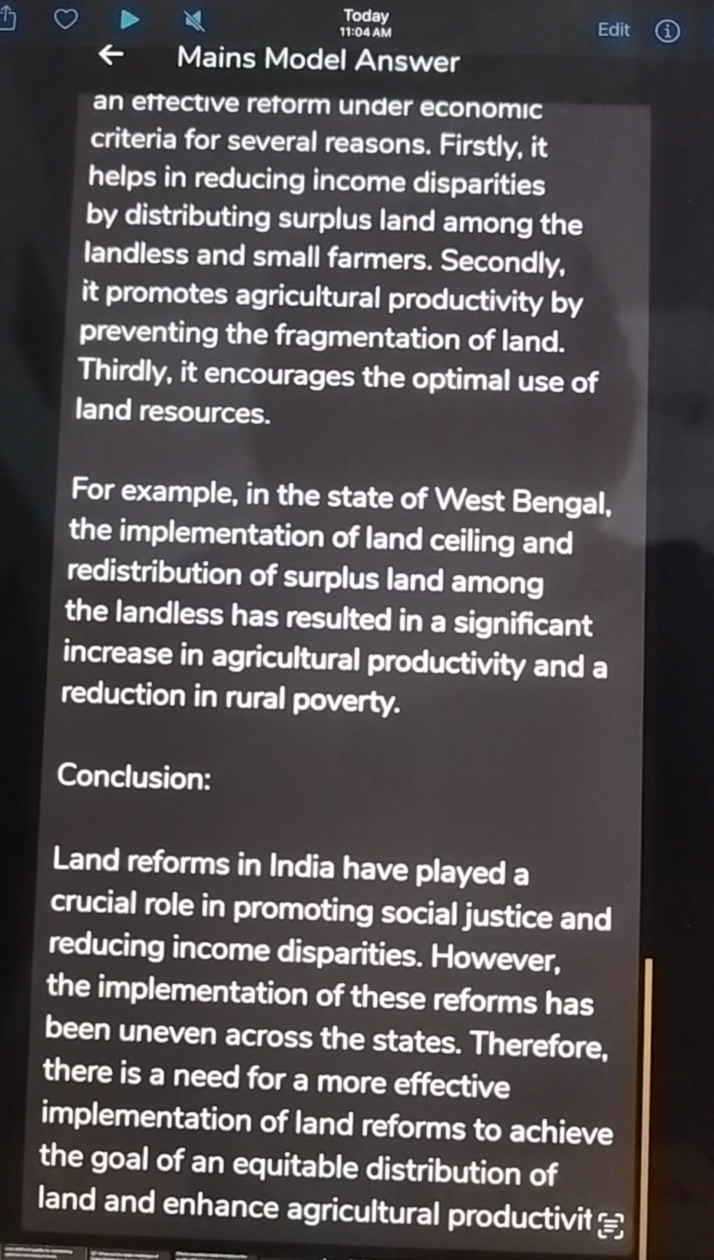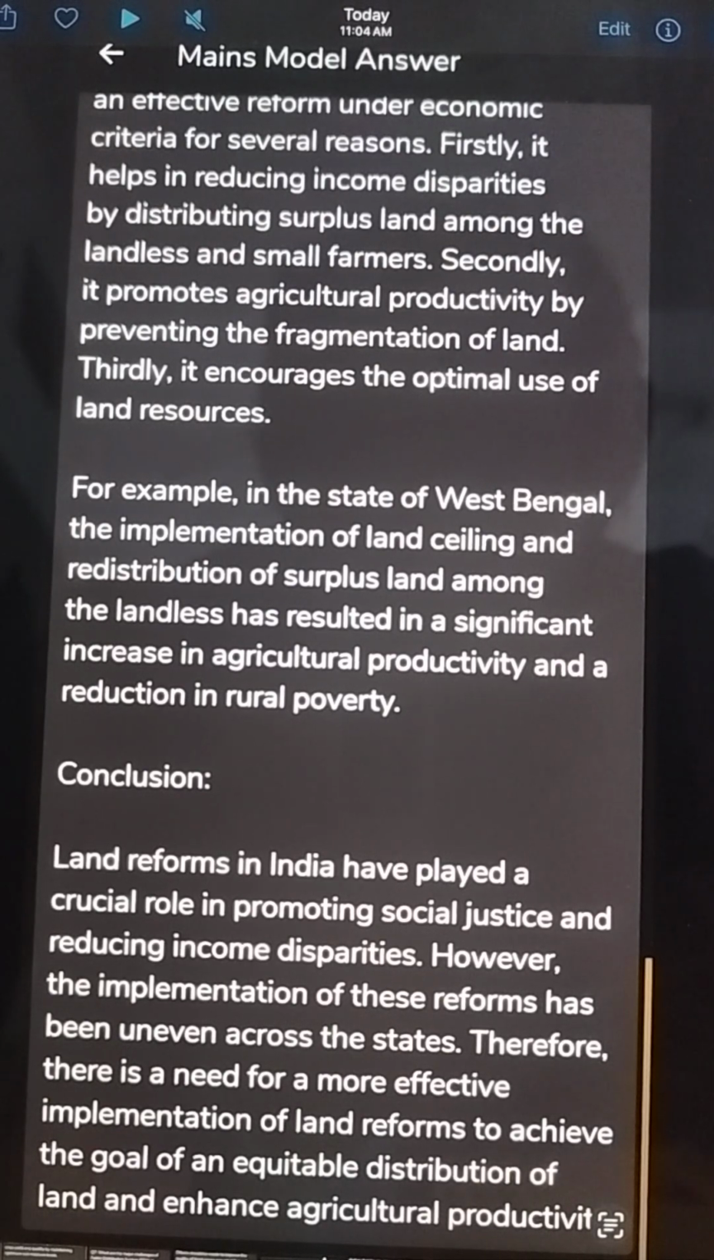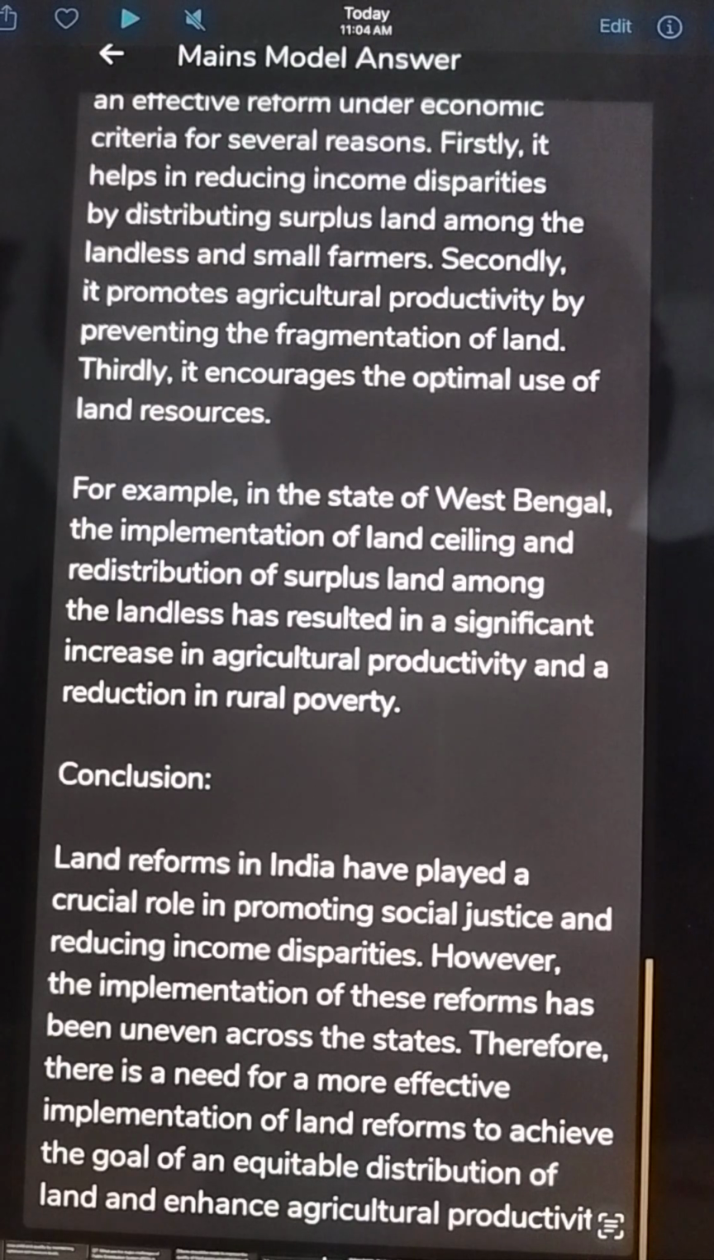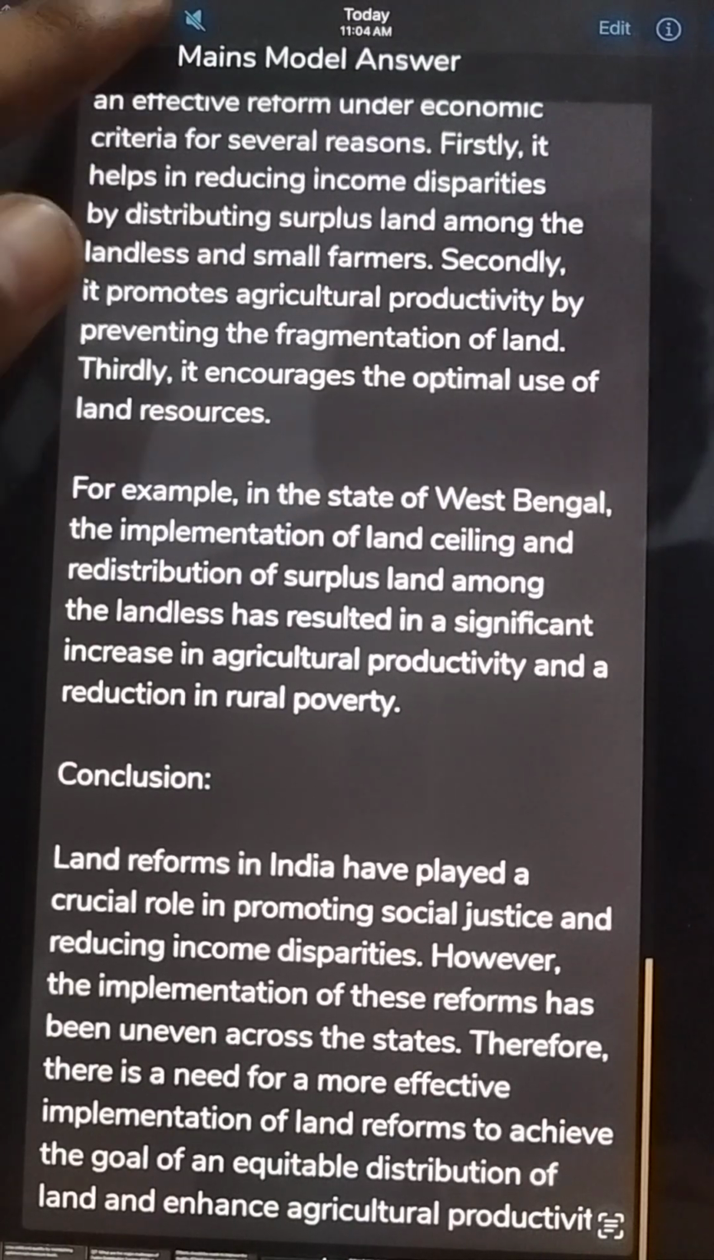In conclusion, land reforms in India have played a crucial role in promoting social justice and reducing income disparities. However, the implementation of these reforms has been uneven across the states. Therefore, there is a need for more effective implementation of land reforms to achieve the goal of equitable distribution of land and enhance agriculture productivity.